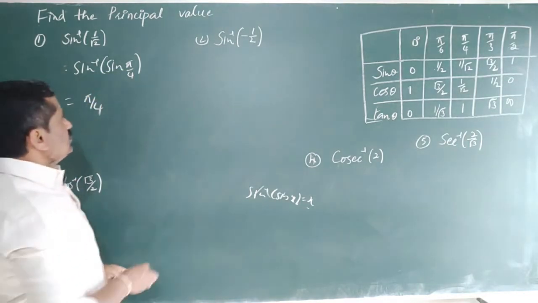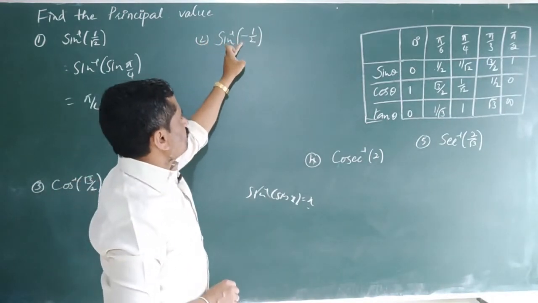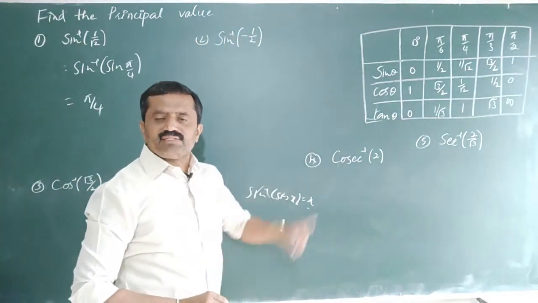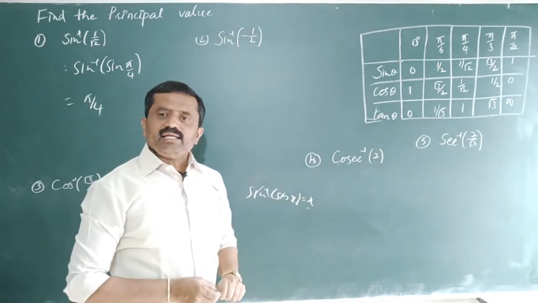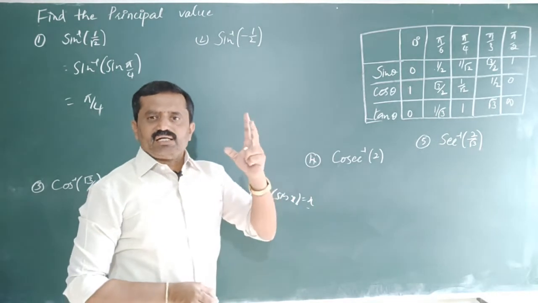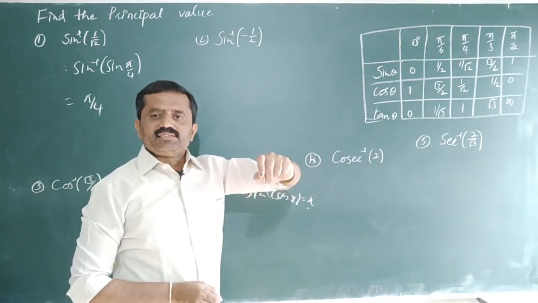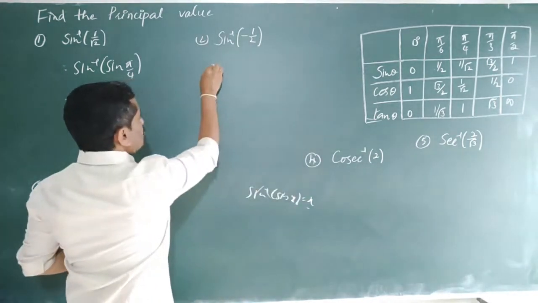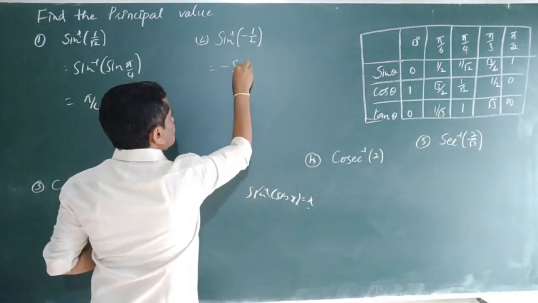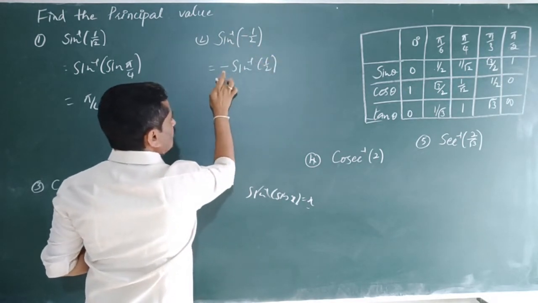Similarly, the second one is sin inverse of minus 1 by 2. This is in the form of sin inverse of minus x, which we know can be written as minus sin inverse of x. Therefore, that is equal to minus sin inverse of 1 by 2. So the minus comes outside.